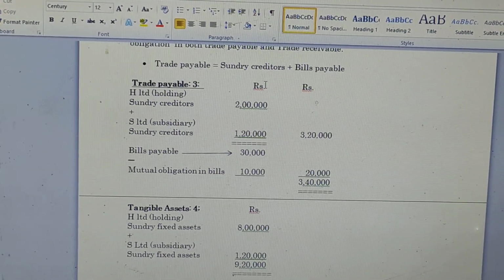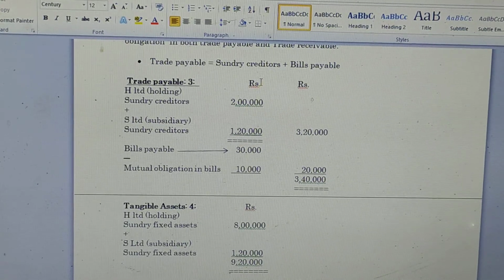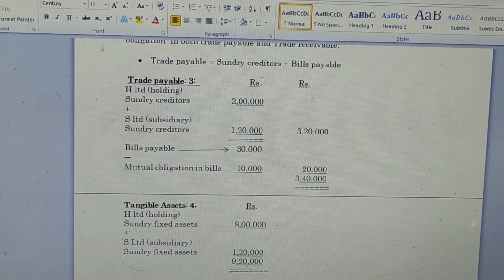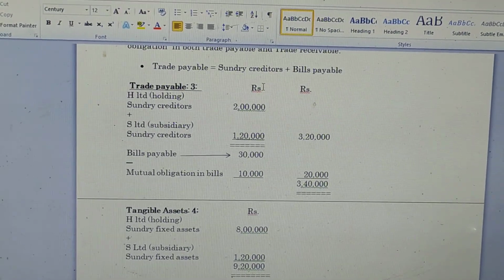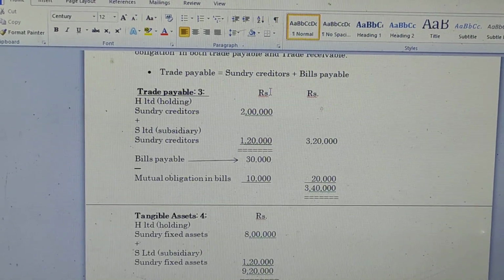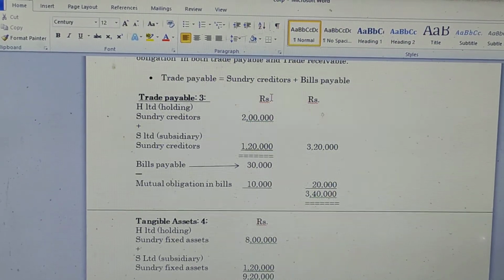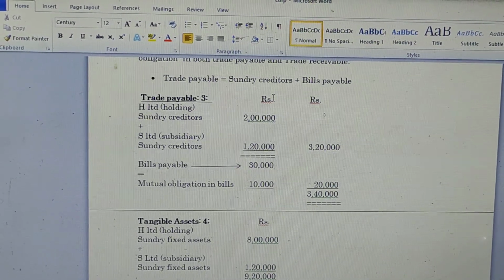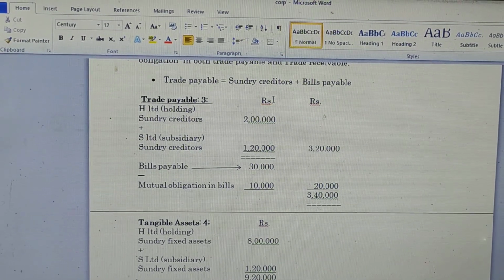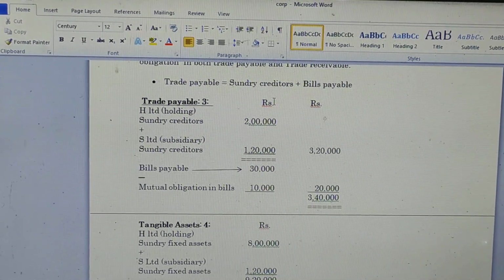Then bills payable of S Limited is 30,000 minus mutual obligation in bills 10,000. The left value of bills payable is 20,000. That amount will be added with the above amount of outer column. So 3,20,000 plus 20,000, we get the total trade payable amount of 3,40,000.